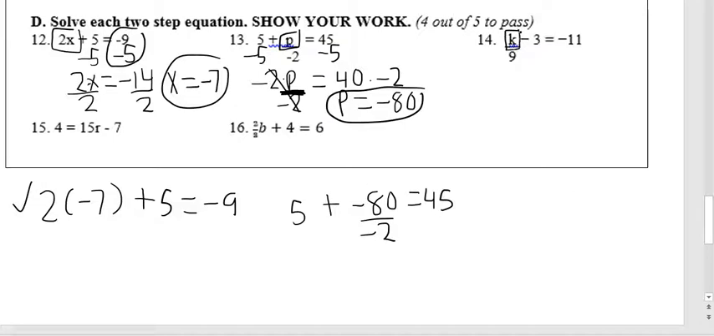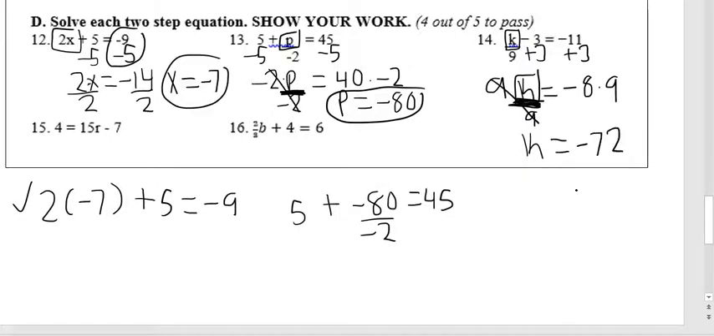Okay, 14. We have k divided by 9, subtract 3 equals negative 11. So in order to solve for the k, we would first get rid of the subtract 3 by adding 3 to both sides. So k divided by 9 equals negative 8. And then in order to get the k by itself, we have to get rid of the divided by 9. So we're going to multiply 9 on the left side, and we're going to multiply by 9 on the right side. So k equals negative 72. Now let's just check to make sure that that does make our equation true. And it does.